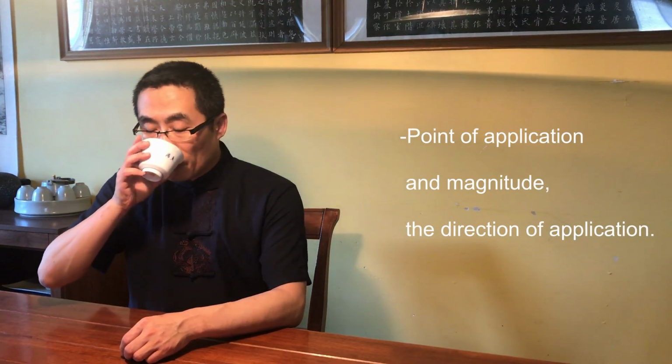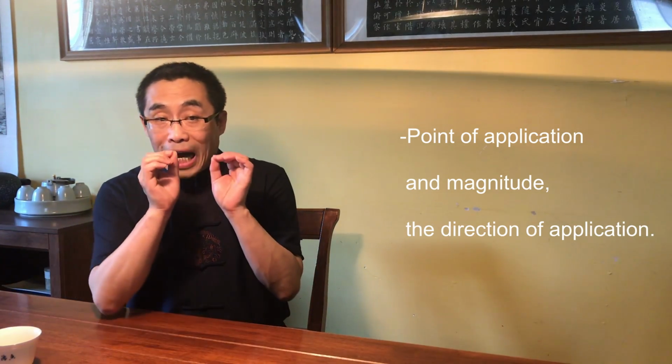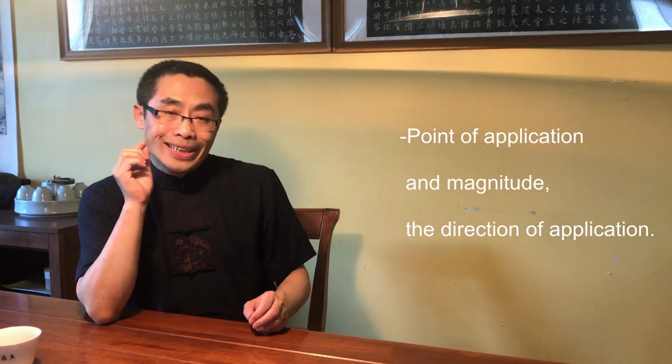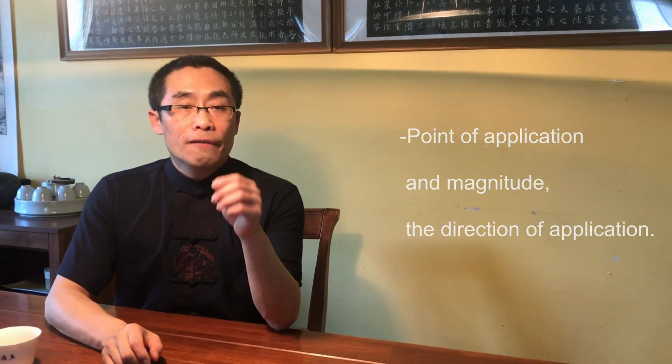Along with the point of application and the magnitude, the direction of application is the key to distinguish between the Xingyi five forces. Now, let's analyze them based on the direction of application. P, the metal fist, is applied forward and downward. Zuan, the water fist, is applied forward and upward. Beng, the wood fist, is applied forward.